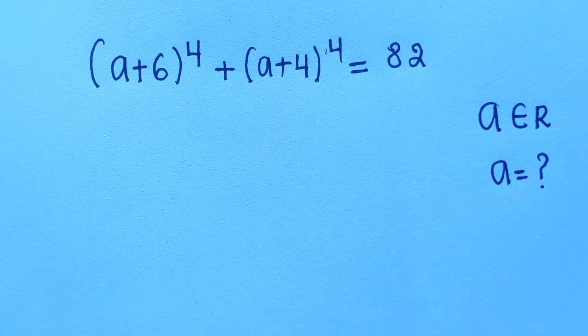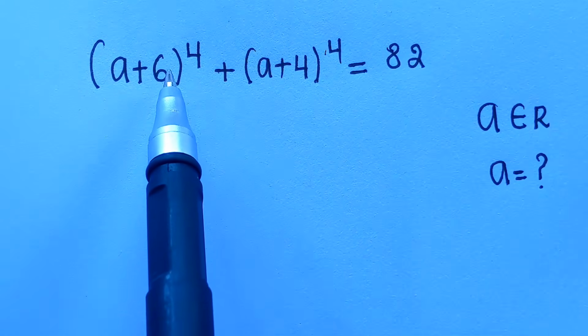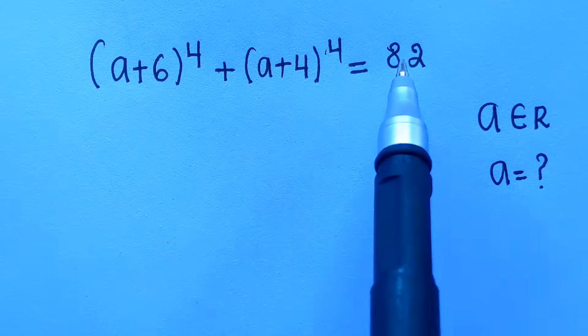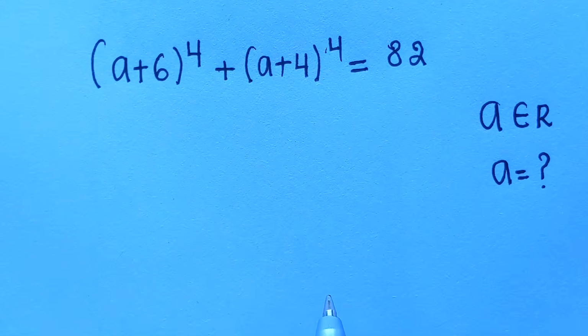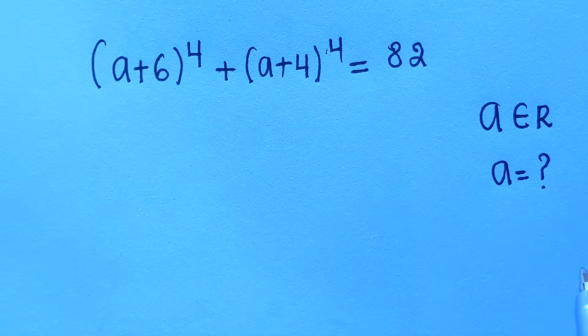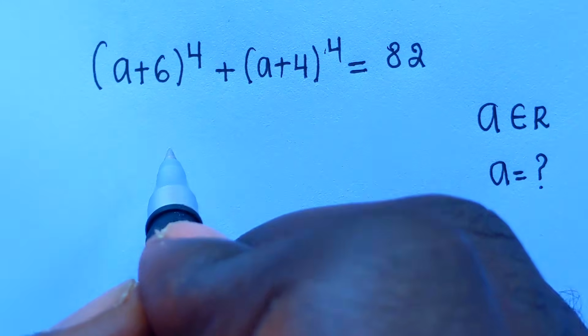Can you solve this Mathematical Olympiad question: (a + 6)^4 + (a + 4)^4 = 82? The only condition is that a is an element of the real numbers. Let's provide the solution.